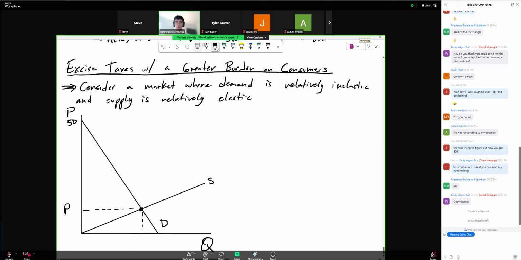And if I go to move it, okay, I have to make very few mistakes because we're very laggy. P0 equals 10 and Q0 equals 20. So the original equilibrium: P0 equals 10, Q0 equals 20.